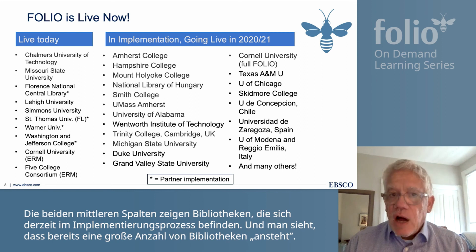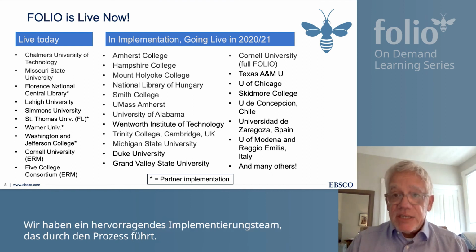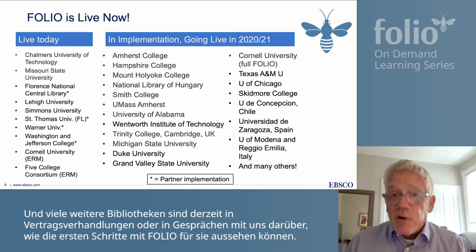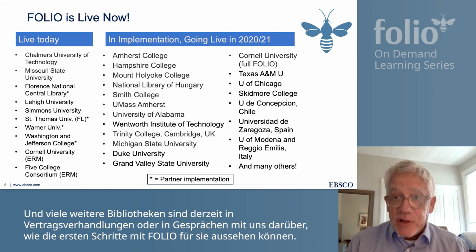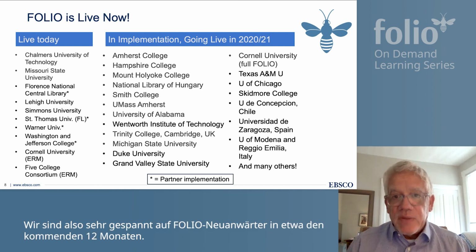The middle 2 columns show libraries that are currently in the implementation process, and you can see there's a large number of libraries that are queued up. We have an excellent implementation team guiding them through the process. And many more libraries are currently in contract negotiation or in discussions with us about how they can move forward with Folio. So we're very excited about the prospects for Folio in the next year or so.